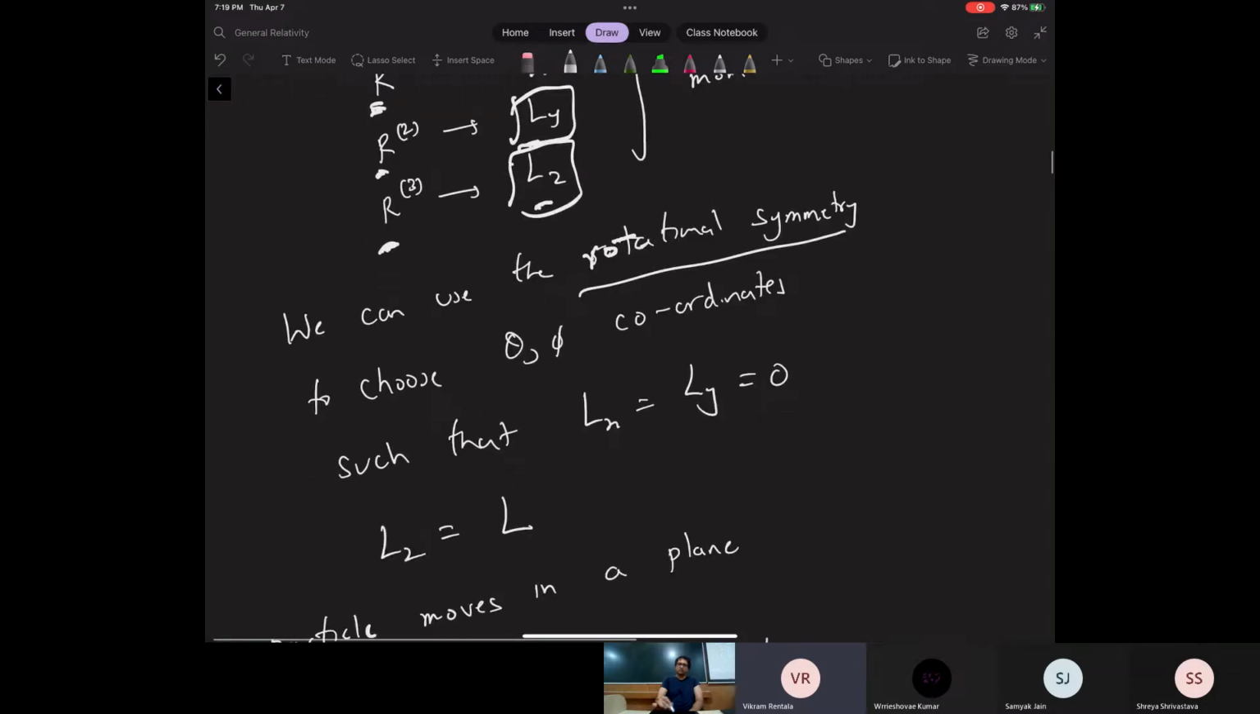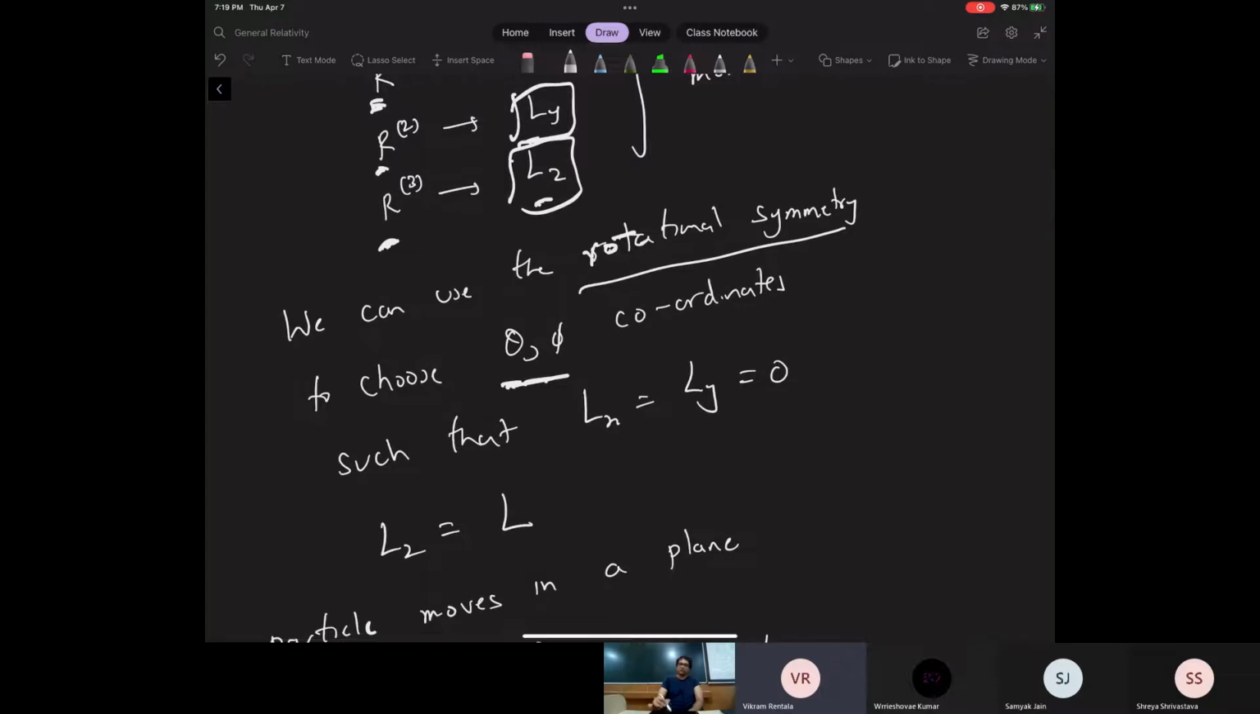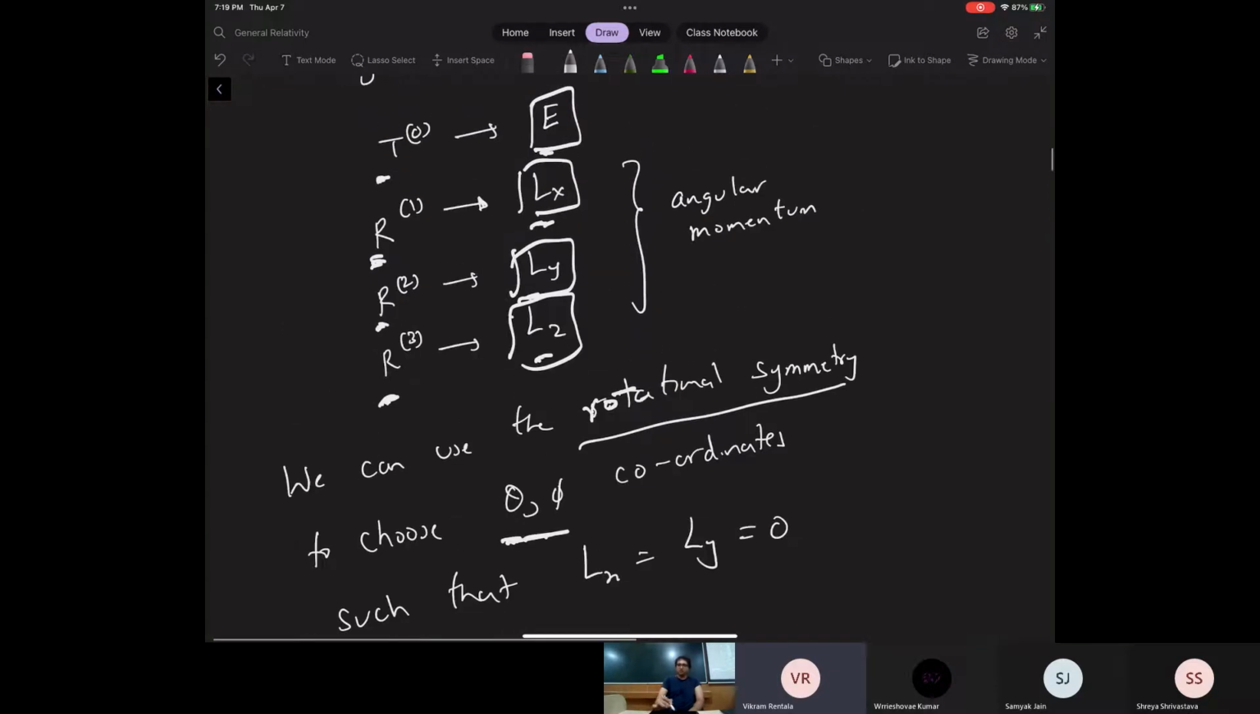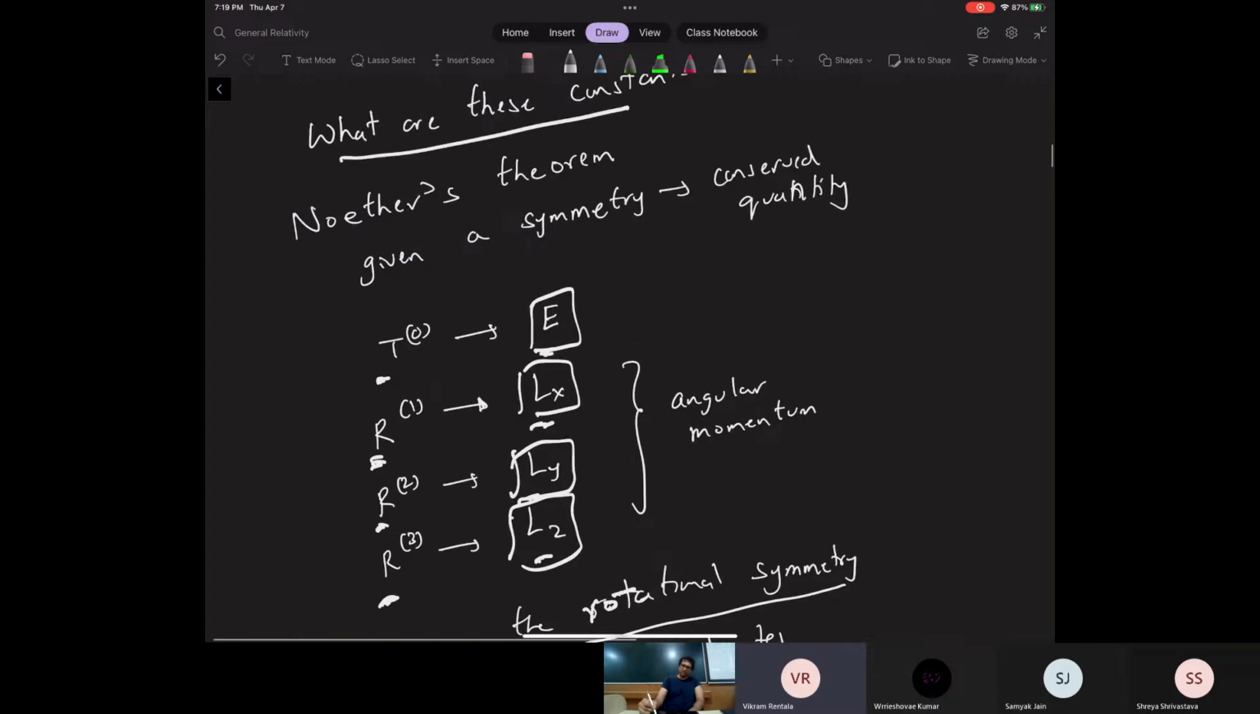rotational symmetry to choose theta and phi coordinates in such a way that, because of rotational symmetry, there will be some axis, which I'll denote as the total angular momentum L, and L will be conserved along that axis, and L is non-zero only along that axis. So what that means is if the angular momentum is only along one axis, then the motion is going to be in a plane perpendicular to that axis.